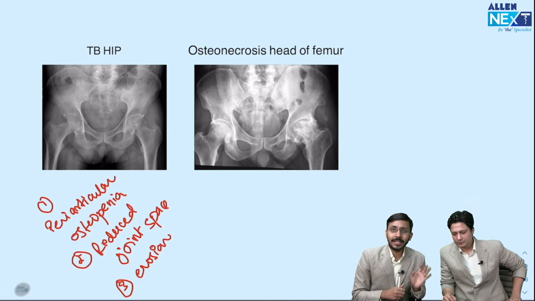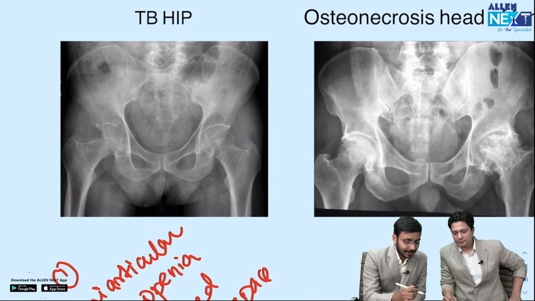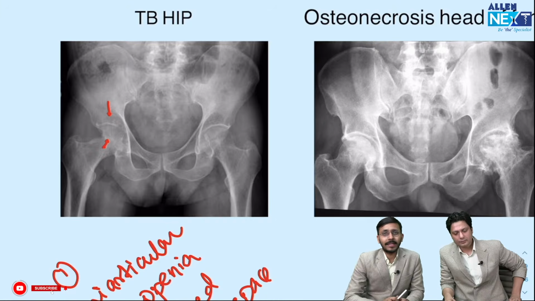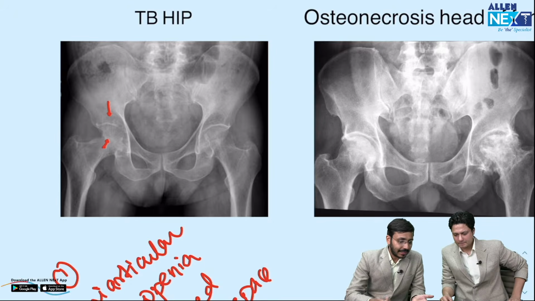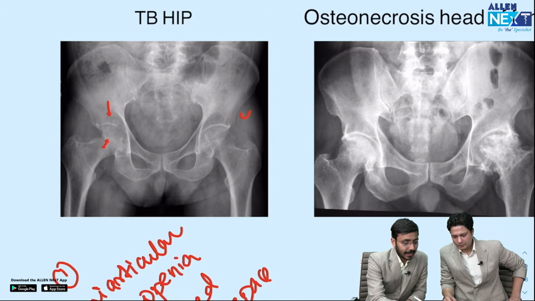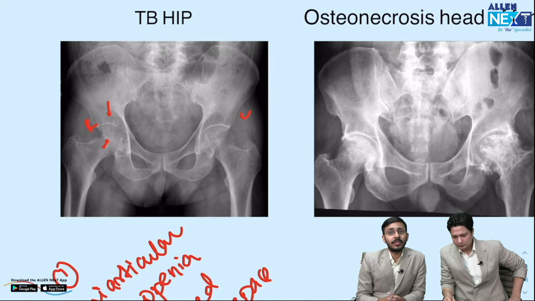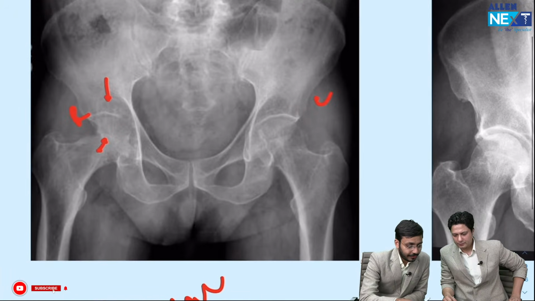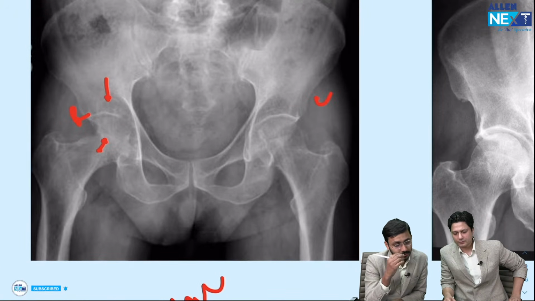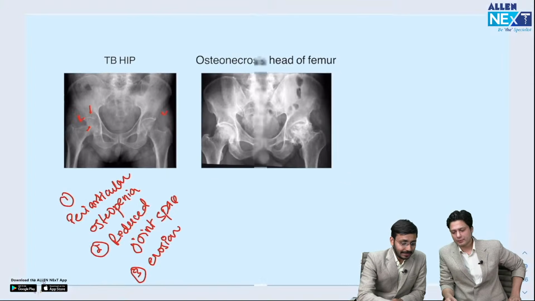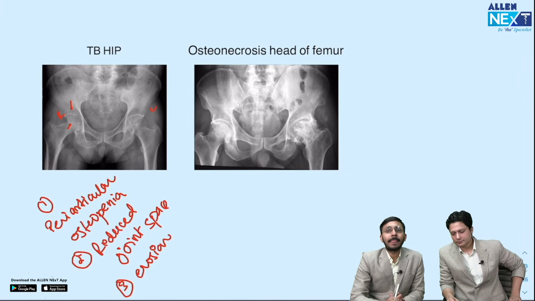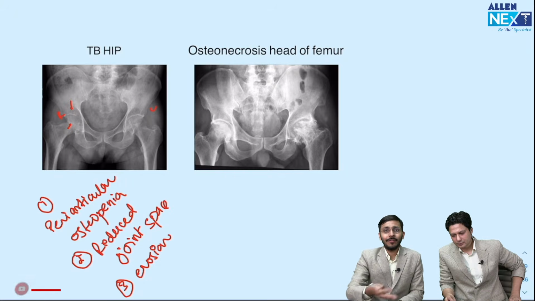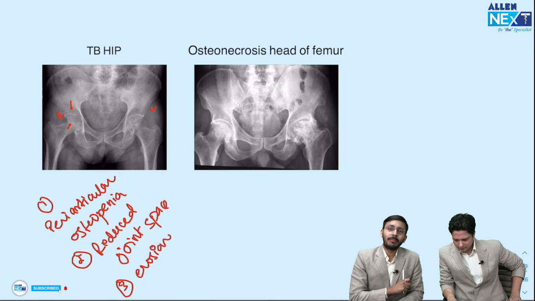Now, in the first X-ray, what do we see? We see that there is periarticular osteopenia affecting both the acetabular and the femoral aspect of the hip joint. And we see, as compared to the left side, the right side of the hip has reduced joint space, and also the femoral head is irregular. So these are the three findings of TB hip. You also know this as the Phemister triad, but it is important to see the findings rather than remember the triad per se.